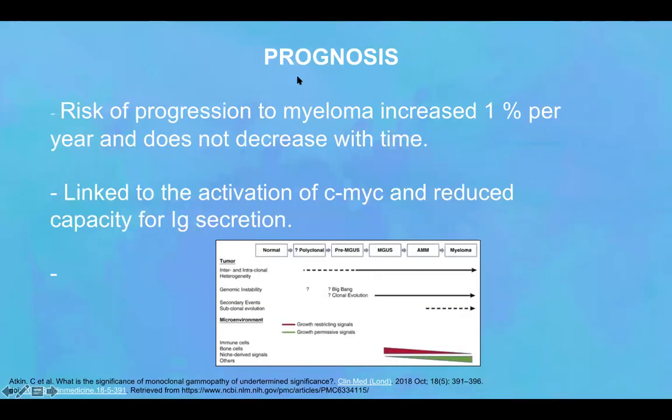About the prognosis, as I told you before, there is a risk of progression to multiple myeloma that is 1% per year, and this percentage does not decrease with time. And it's also related to the activation of c-MYC, that is related to the clonal hypermutation of the B cells and the reduced capacity to secrete other Ig.